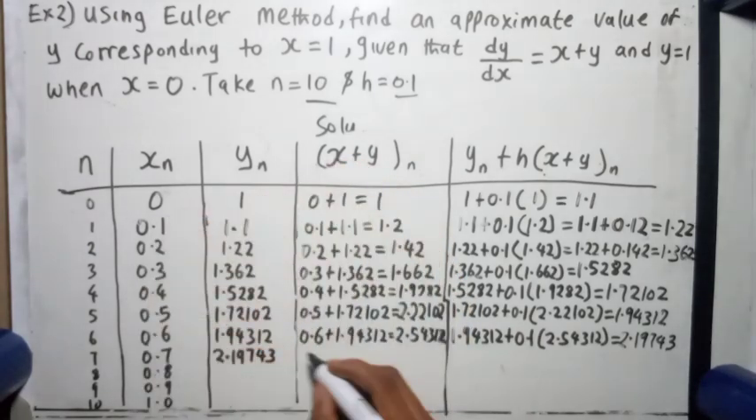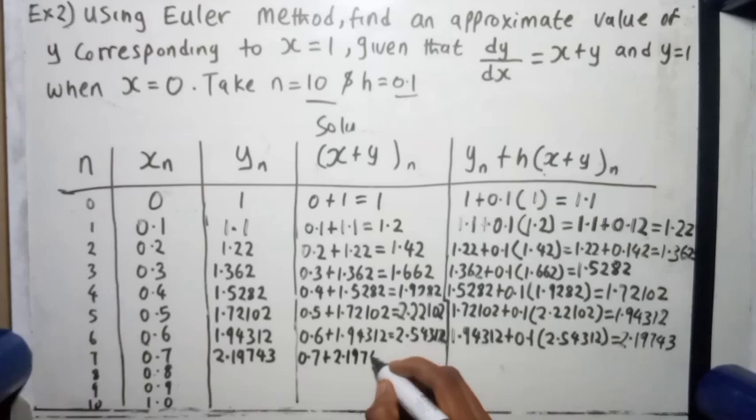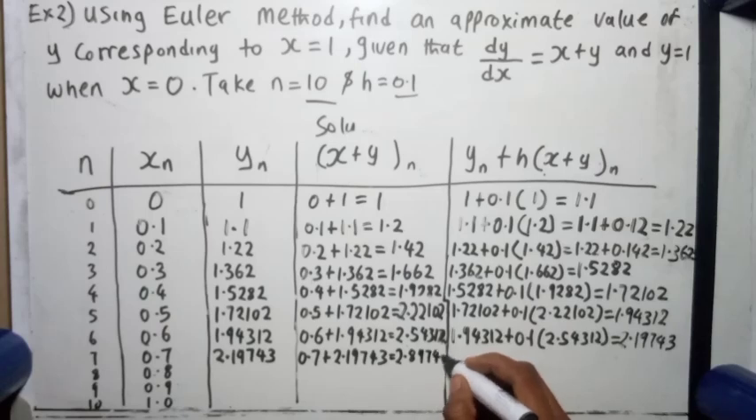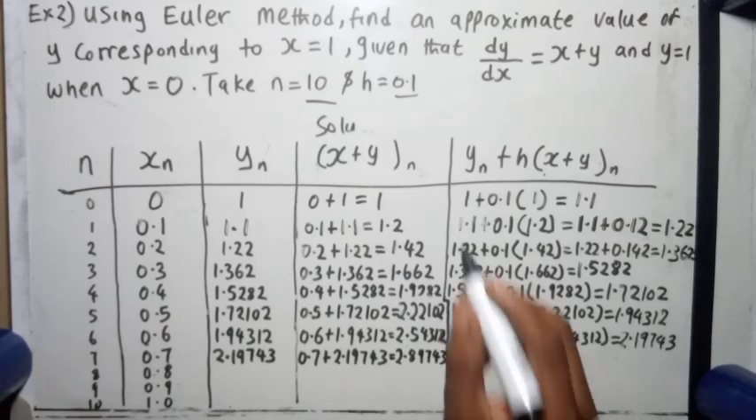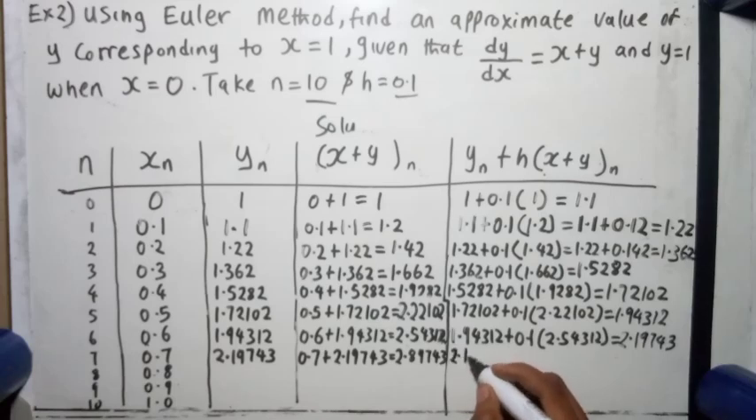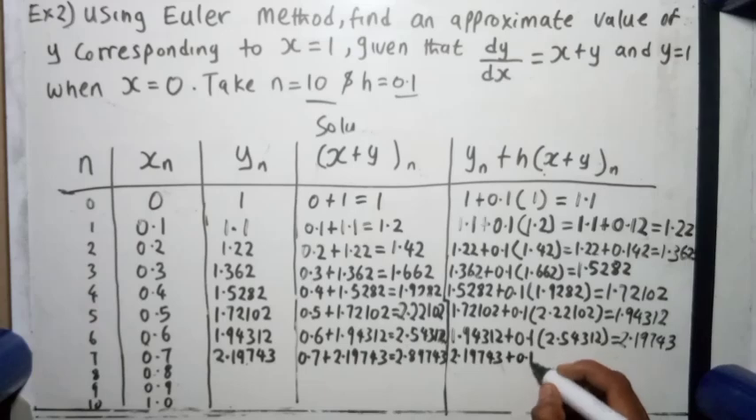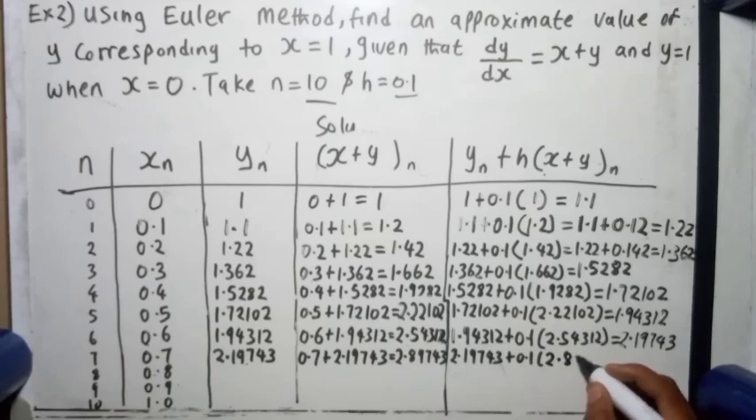You add your x, 0.7, and your y, 2.19743. You add all this up, you'll be having 2.89743. Okay, now your y, which is what? 2.19743. Remember this one plus 0.1 times this value, 2.89743. We do our mathematics. I will skip that step we normally take.